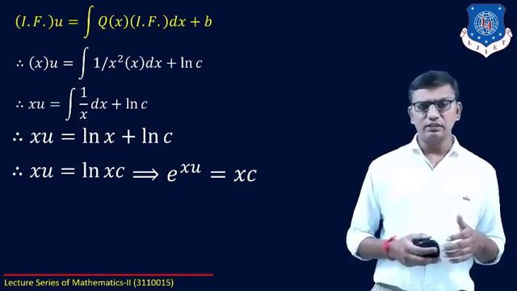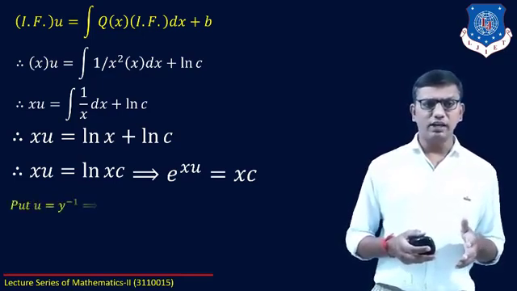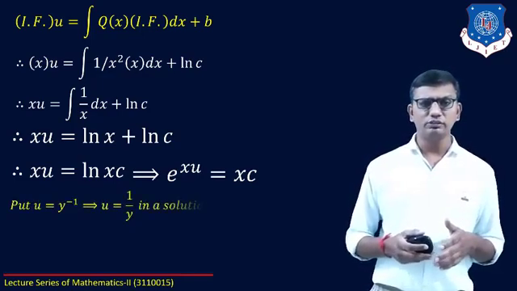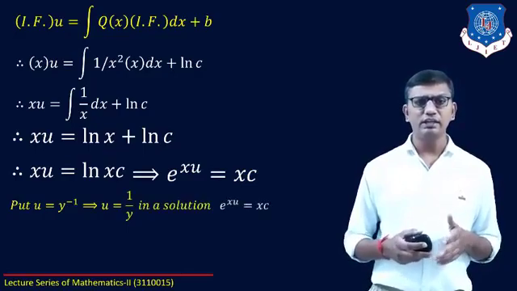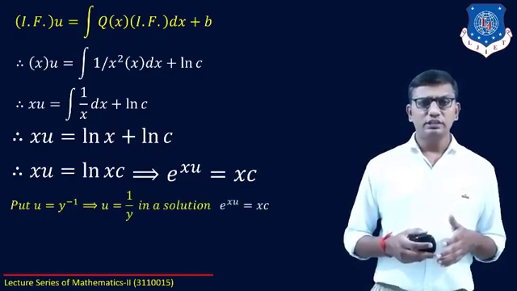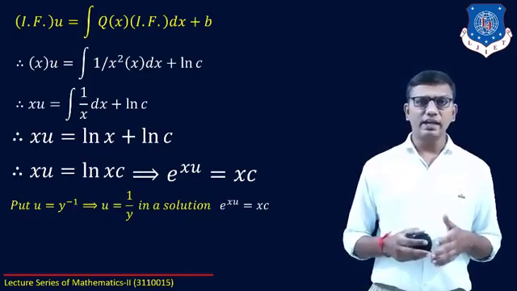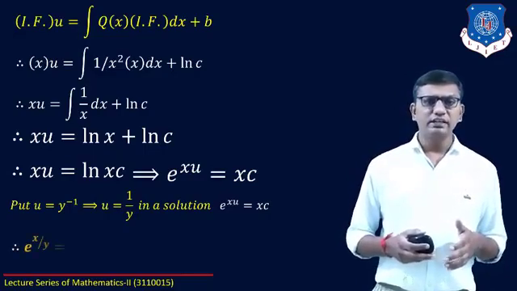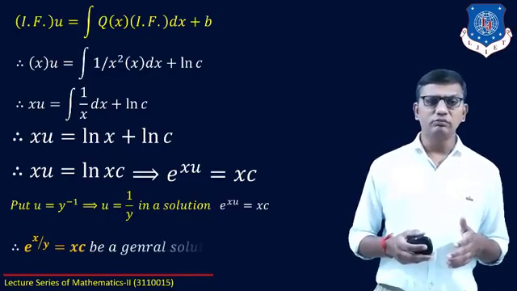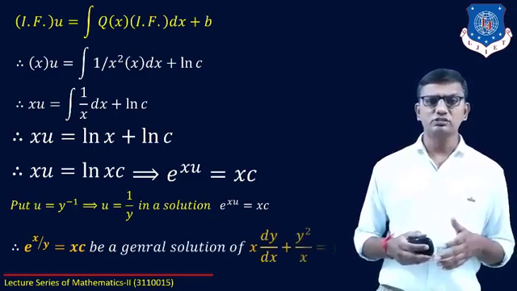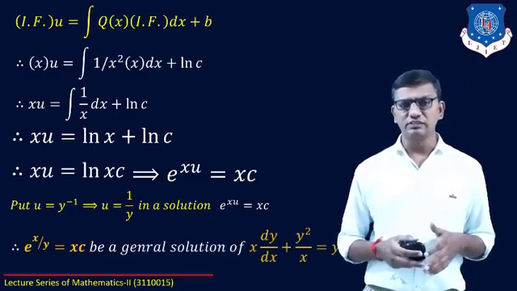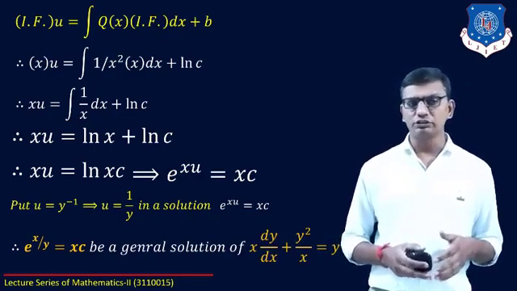So we replace the value of y. Here put u equal to y raised to minus 1, or u equal to 1 upon y, in our solution e raised to x u equal to xc. Then we get e raised to x by y equal to x into c as the general solution of our differential equation. Here c is arbitrary constant.